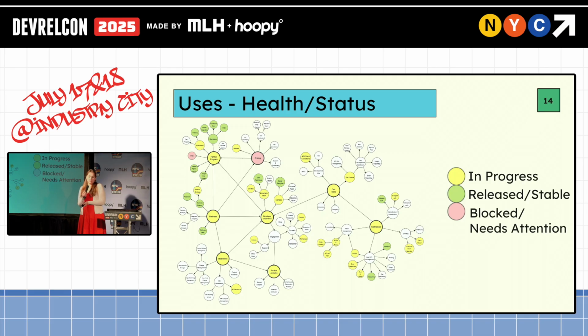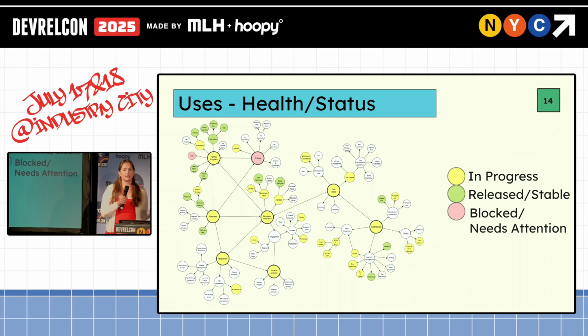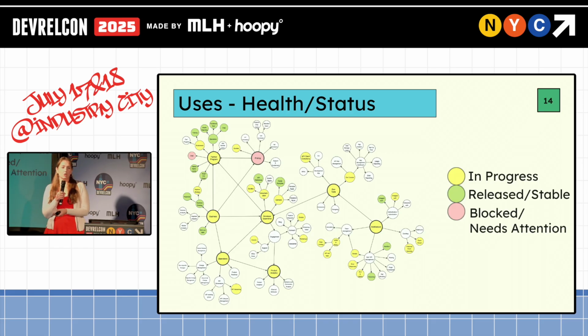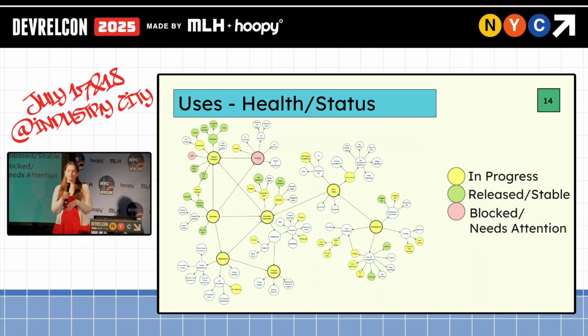But for example, anything that we had released, that was in a stable place and was just entering maintenance mode, we put in green. Yellow was for things that were in progress. And then anything in red was blocked or needed attention. And white was just, we haven't even touched or started it yet.